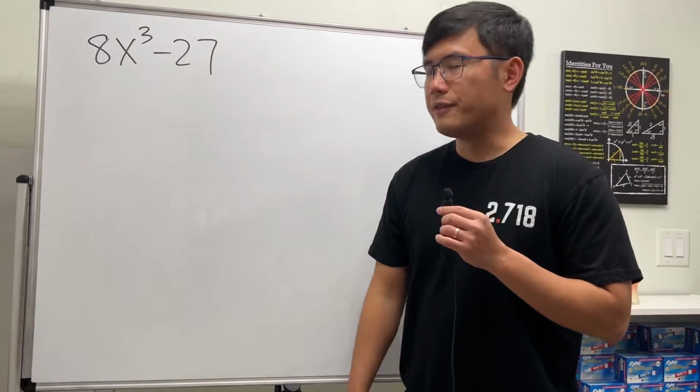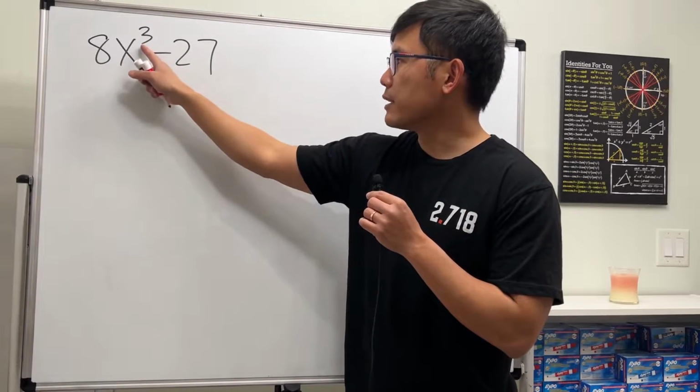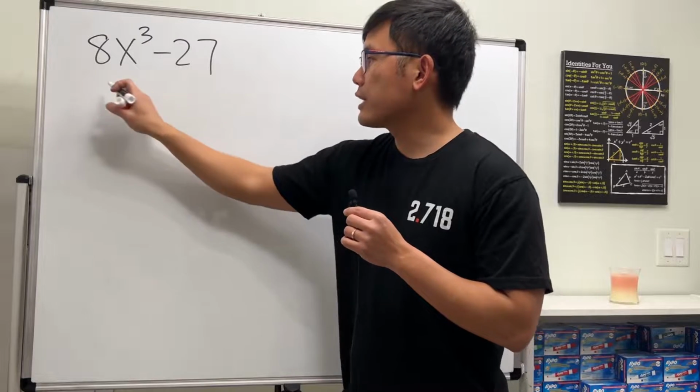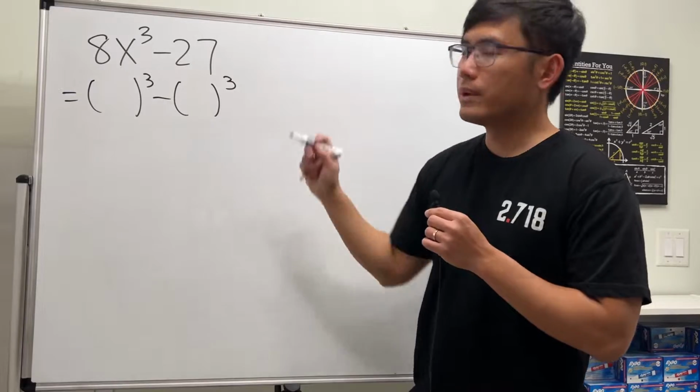Okay, we are going to see how to factor a difference of two cubes. Notice that here we have 8x to the third power minus 27. We can actually write this as something to the third power minus something to the third power.